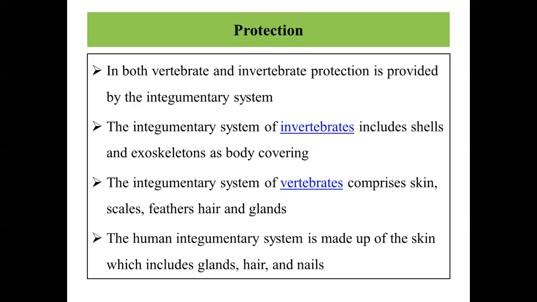The human integumentary system is mostly made of the skin, which includes accessory parts like glands, hair, and nails. Skin is the largest organ found in the body. So the function of the integumentary system is to provide protection or safety to the organism.